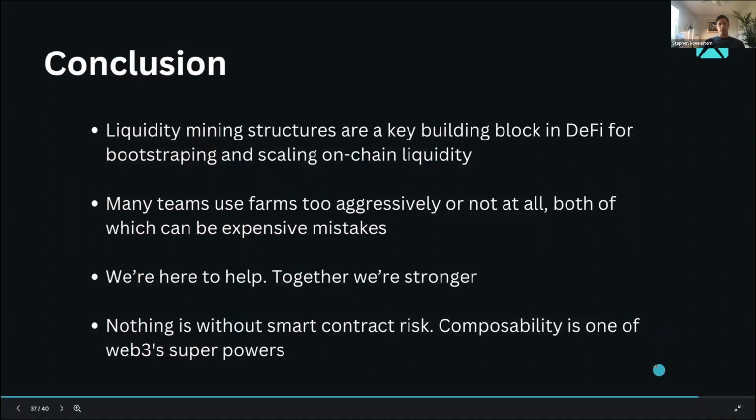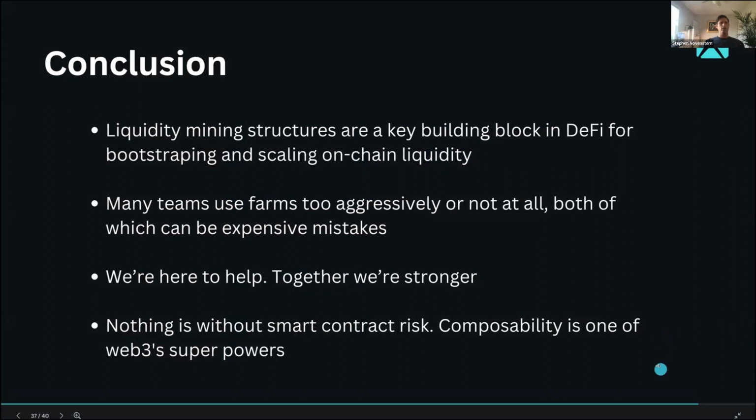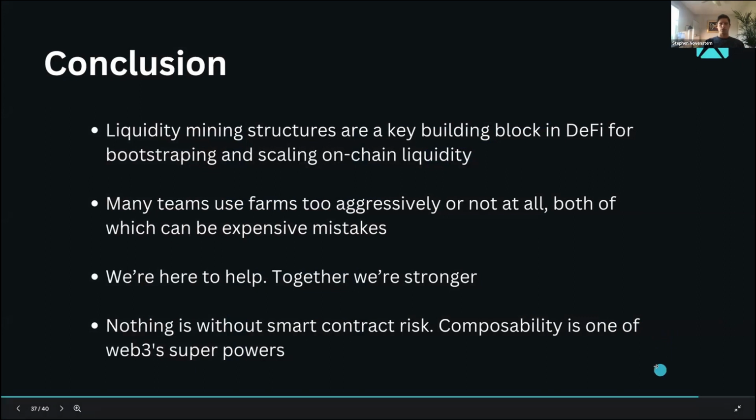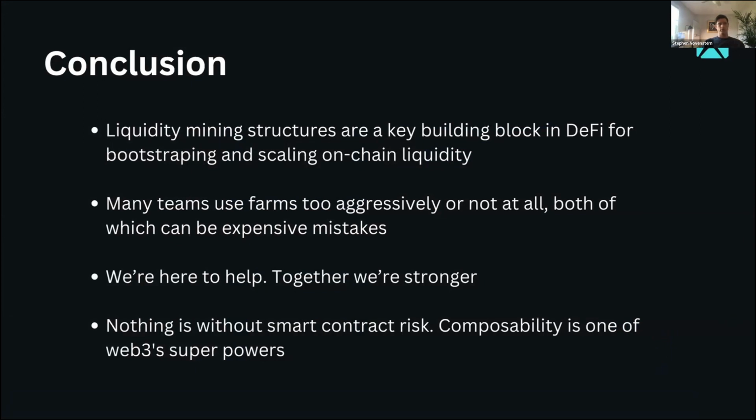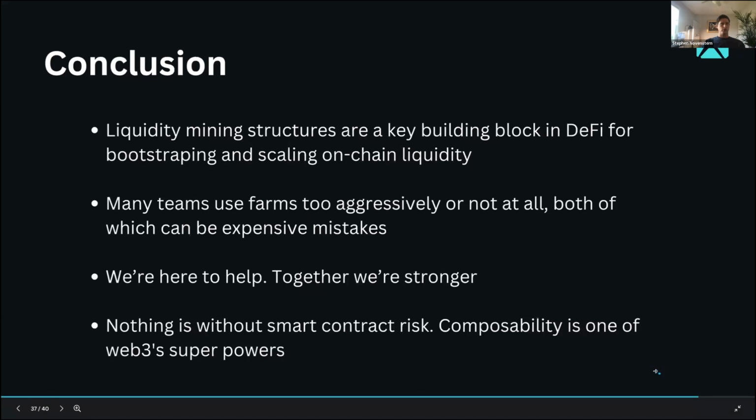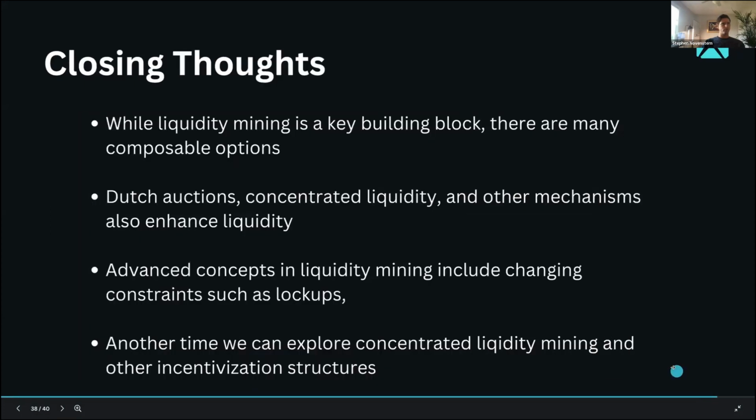So I wanted to make sure we empower the community with knowing how to think through participating in liquidity mining campaigns, and builders with how to think about planning them as part of a DAO. We're here to help. Together we're stronger. Always remember that nothing is without smart contract risk. Composability is definitely one of Web3's superpowers though, and I think liquidity mining campaigns are an incredible example of that.